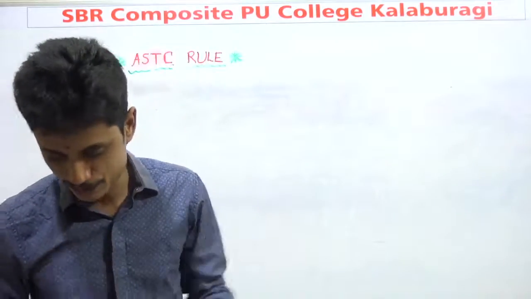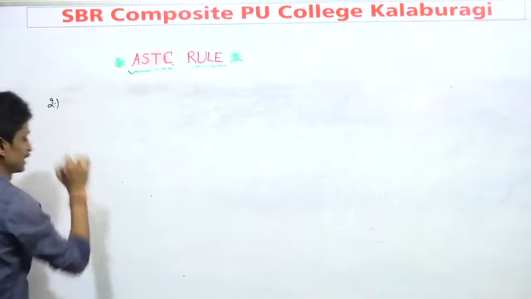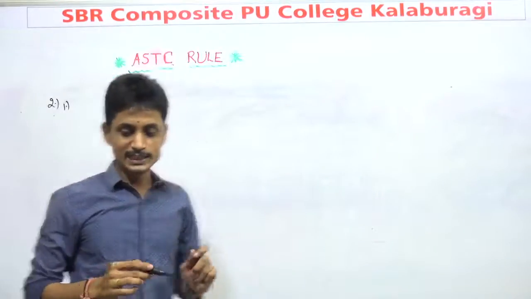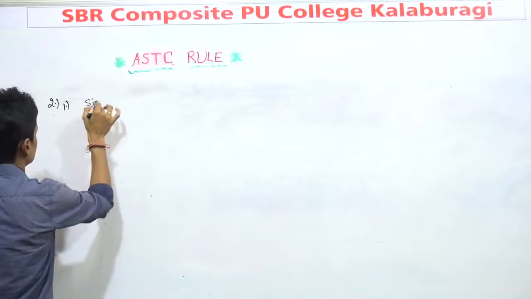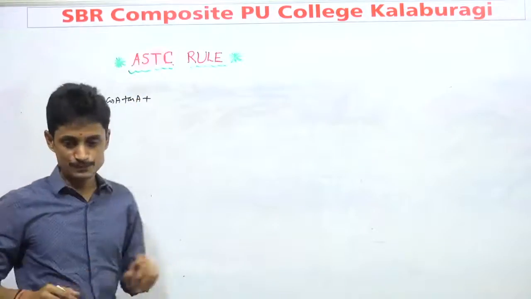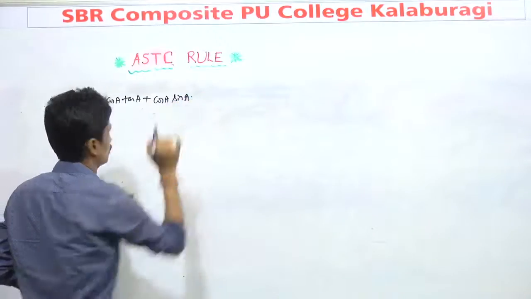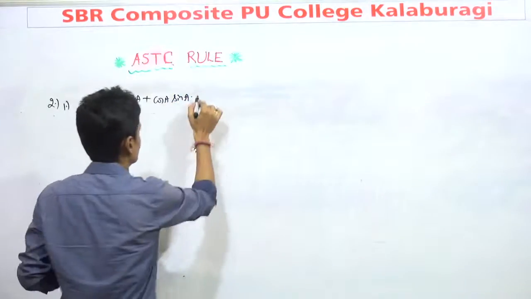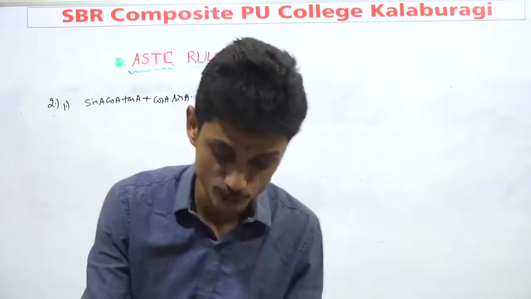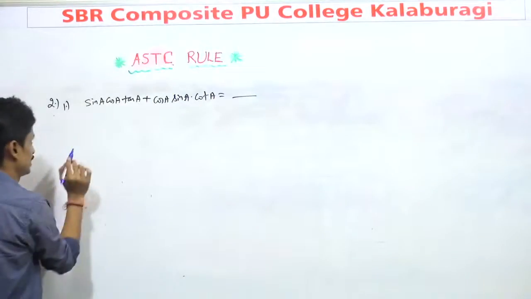Question number 1 is very simple, a fill in the blank, numerical type. Sin A into cos A into tan A plus cos A into sin A into cot A equal to dash. Options: 1, minus 1, 0, 2 or 1, minus 1, 0. Among those, which answer will be correct? Let us start.